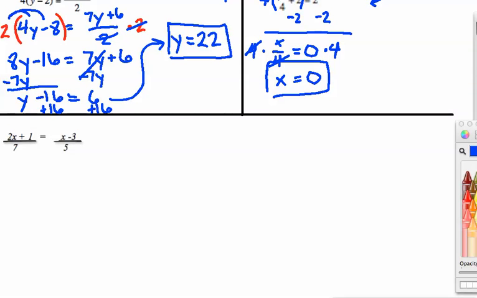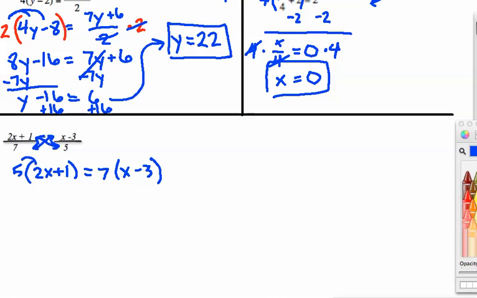Alright, last type that we're going to tackle is one where you've got fractions on both sides. And this is probably what most students remember when they think of fractions on both sides, is that we want to cross multiply. So you're going to multiply 2x plus 1 and 5. And that'll go on one side. And 7 and x minus 3, you'll multiply those and it'll go on the other side. And then it's going to solve just like the first one that we did.